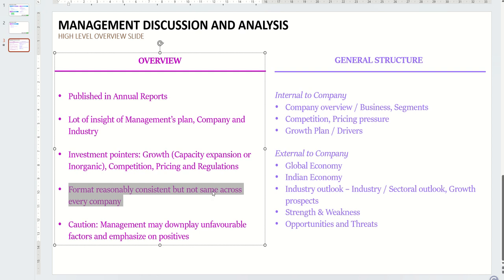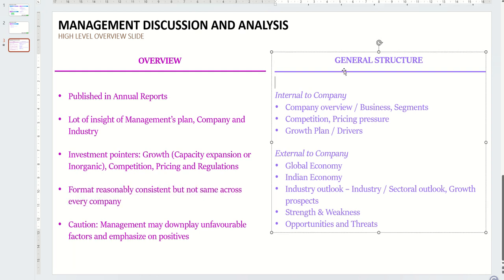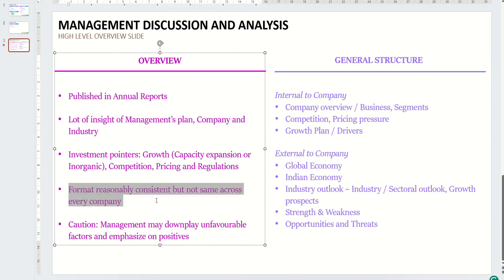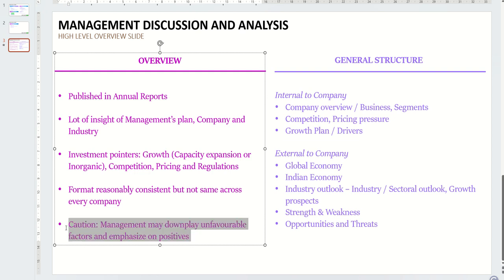The format of this MDA has been reasonably consistent, which we'll quickly see here, but it's still not the same across every company or every stock. It's slightly different, but by and large, it's the same. But one important caution which you need to keep in mind is that in the management discussion analysis, where management speaks, they try to speak positive about the company, the future prospects, etc. They don't speak negative, and the negatives are mostly downplayed. Means in a very little tone or a small one line, they just close it. That is one caution you might need to keep in mind.